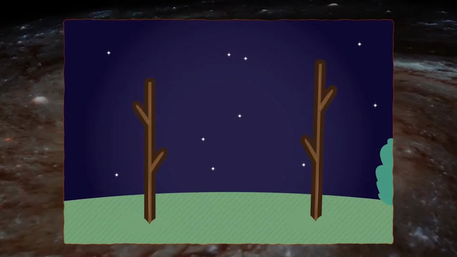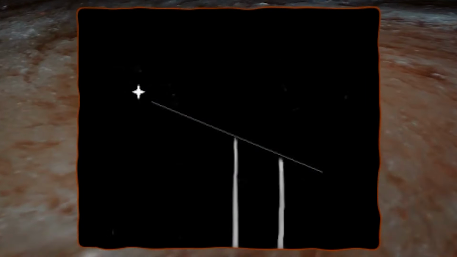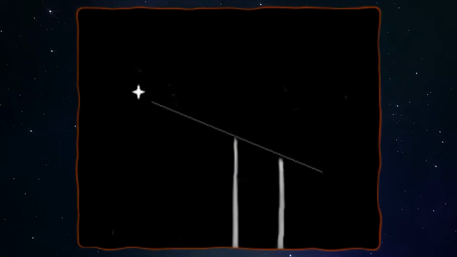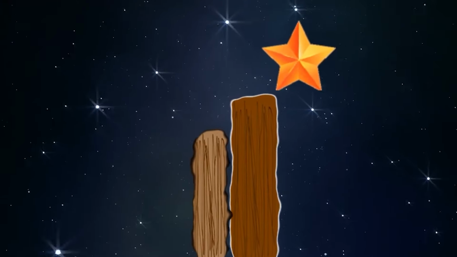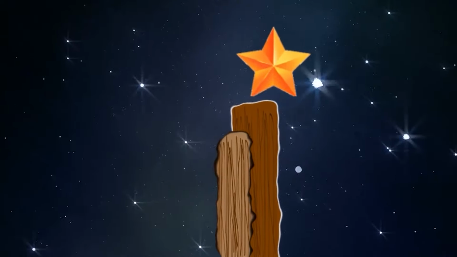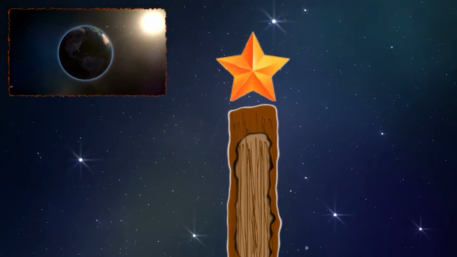Find a flat, open area on the ground. Place the sticks approximately 2 to 4 feet apart. Then find a bright star in the sky. Push the shorter stick into the ground and line it up with the star. Place the taller stick in the ground between the shorter stick and the star so the tip lines up in a straight line between the star and the shorter stick.